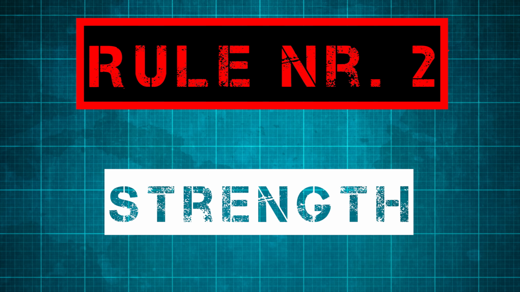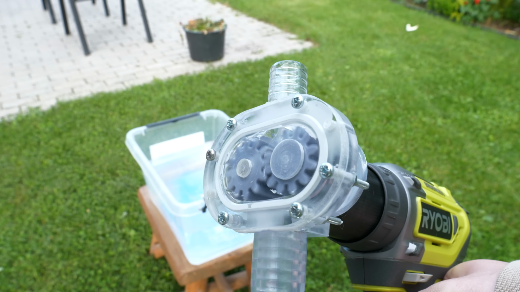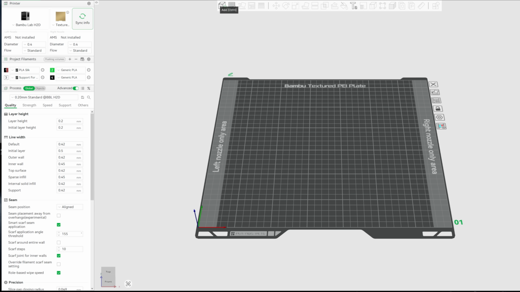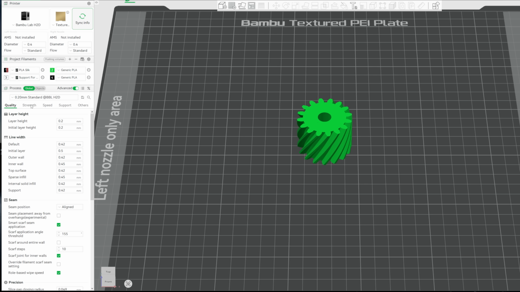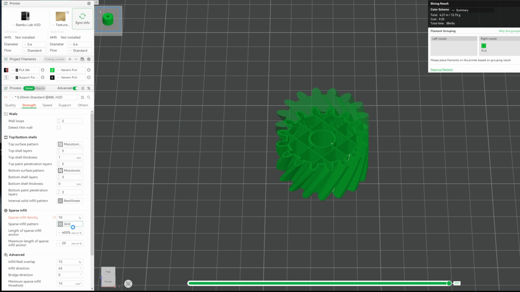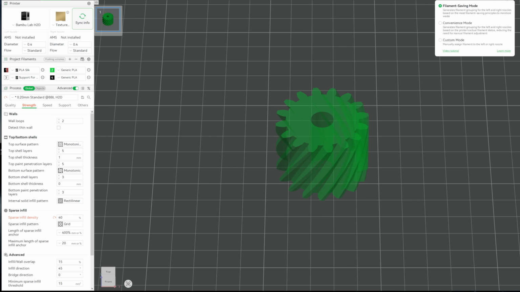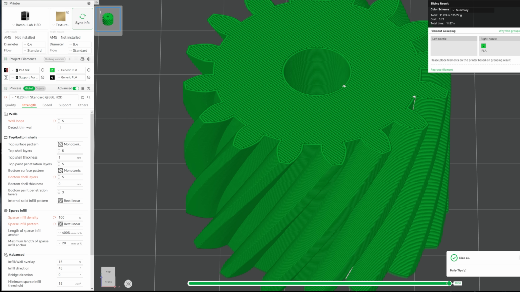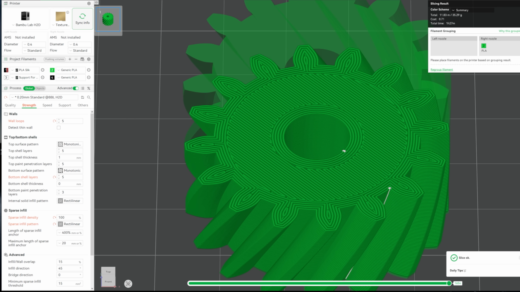Rule number 2, strength. It's important that the gears you print will actually survive when they are used. In the slicer there are 4 settings that I want to highlight to make your gear strong. First is infill. I want to highlight this because it's not that important. The strength of the gears is not coming from the infill. There is no difference whether you use 10% or 40%. That's why I recommend keeping this around 25%, just leave it there. The exception is when you use 100% infill, then it will make a difference, but in most cases it's not needed.